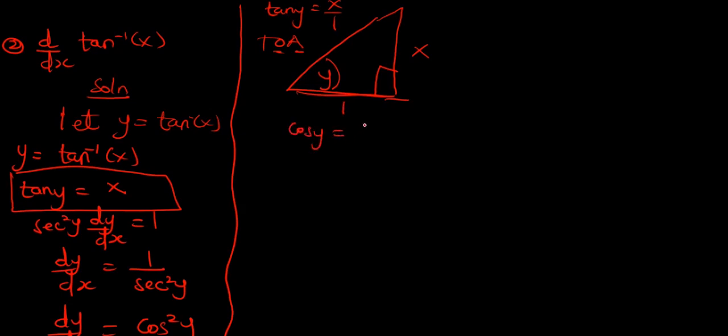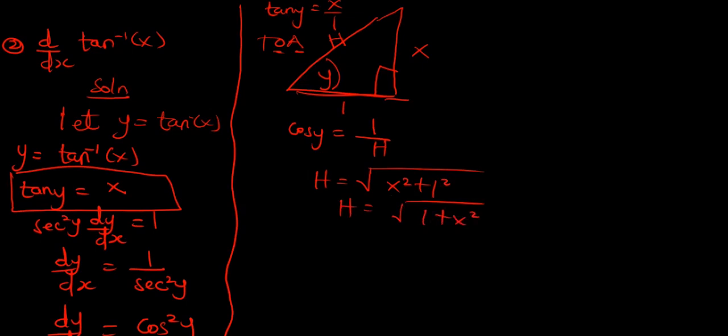Cos y will be adjacent, 1, over hypotenuse. Let's say here is h, but we don't know h. But from Pythagoras theorem, it's easy. h is going to be the square root of x squared plus 1 squared, which is the same as the square root of 1 plus x squared. Okay, now we have our h, so let's put it in the cos y. So cos y will be equal to 1 over the square root of 1 plus x squared, right?